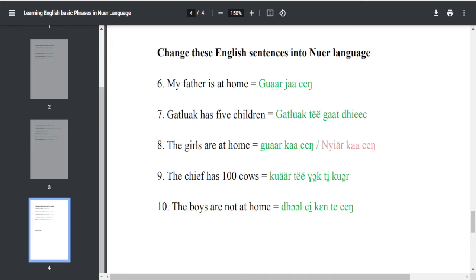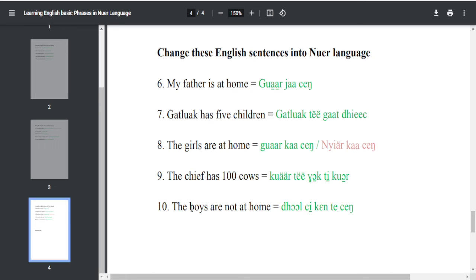Number 9. The sheep has 100 cows. Kuäär te hok to kuäär. Kuäär means sheep. Kuäär means 100. Hok means cows. Cow with s, but when we say hok, we can simply say cattle, as in many form. Since we already put s here, we call it hok. When it is 1 cow, we say yang. The sheep has 100 cows. Kuäär te hok to kuäär.